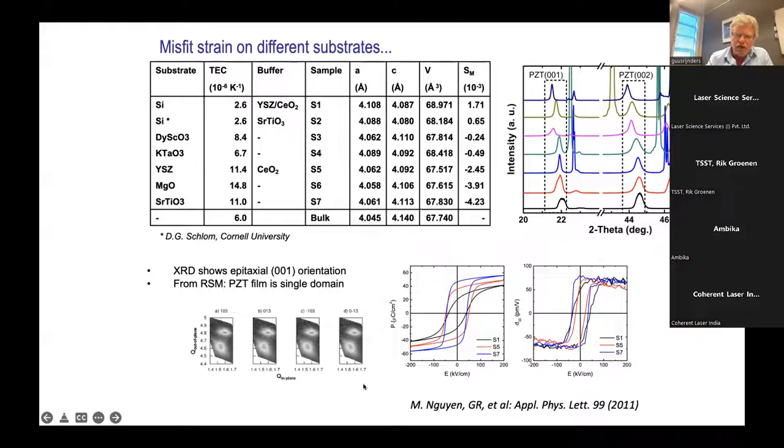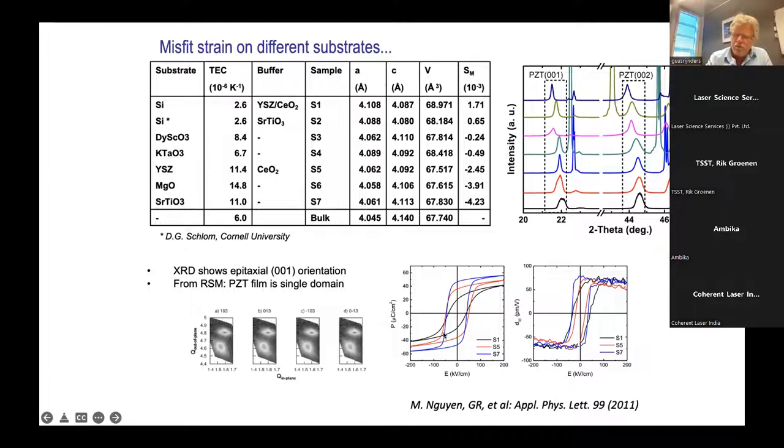And if you now go into the properties, and here you can see the polarization loops, you can clearly see a very different behavior of such ferroelectric materials on top of these substrates. So where the piezoelectric properties do not change that much, the polarization is quite different. And this has to do with the different symmetries in these materials. So if you grow it on silicon, you have much more polarization in the plane, and therefore the polarization loop becomes different. Whereas if you do it on strontium titanate, which is the blue one, then you get a much more square loop where the polarization is pointing out of the plane.